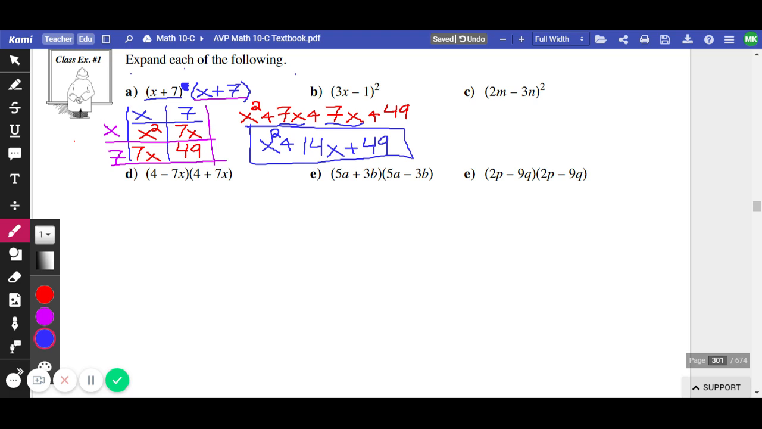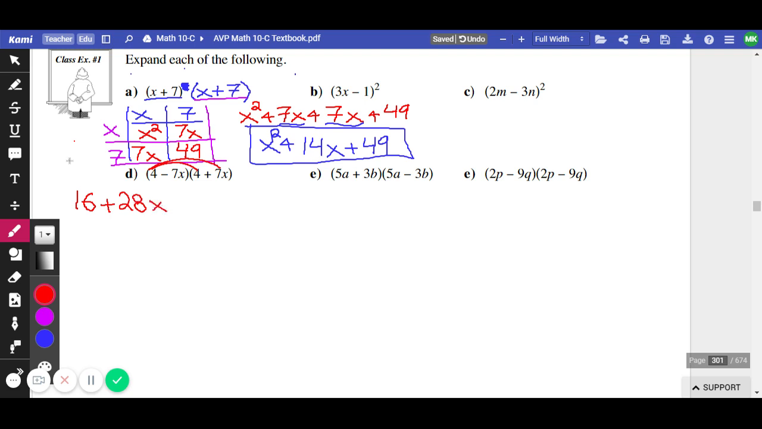4 minus 7x times 4 plus 7x. This time we're going to use distribution. Okay, so distribution says that you take everything in the first brackets and it gets distributed into the second set of brackets. So when I take this 4 from the first set of brackets, I distribute that term to the first thing over there, which is another 4. 4 times 4 is 16. Then I distribute the 4 to the other thing as well. So 4 times 7x becomes plus 28x.